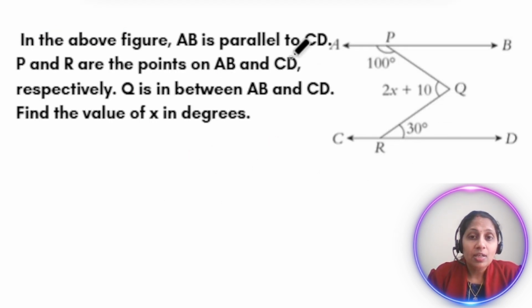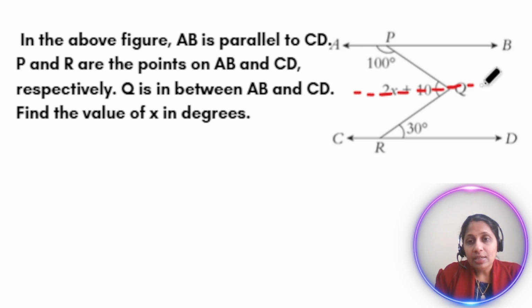In the above figure, AB is parallel to CD, and P and R are points on AB and CD respectively. Q is in between AB and CD. Find the value of X in degrees. As you can see here, these two are parallel lines and our X is lying between these two lines. So as a first step, we have to draw an imaginary line L which is parallel to AB. If it is parallel to AB, then it is obviously parallel to CD.